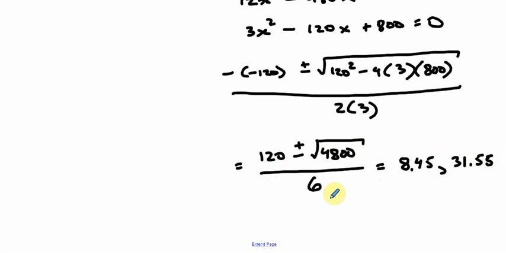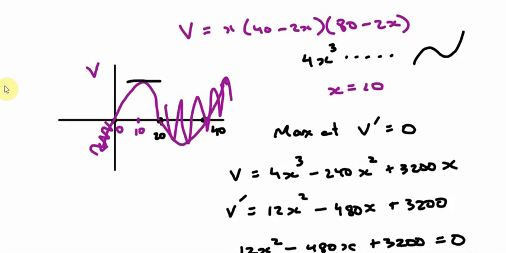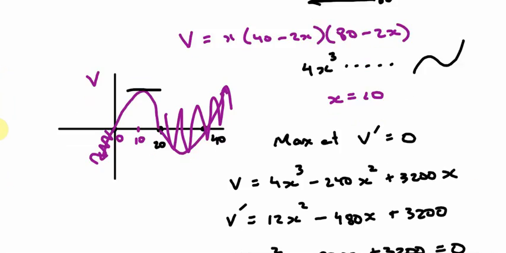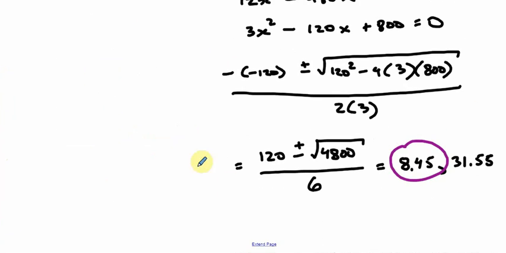So keeping in mind that we don't want x to ever go bigger than 20, my one and only answer seems to be 8.45, which kind of matches when I look at my graph up here as well. So we're very close to 10, but it turns out it's 8.45, and calculus has done that for us.